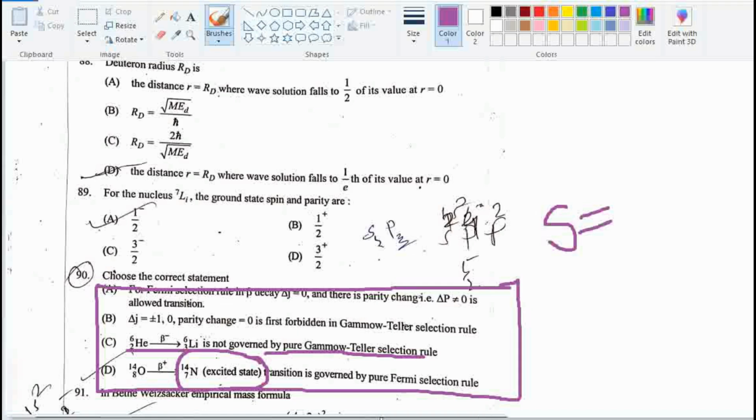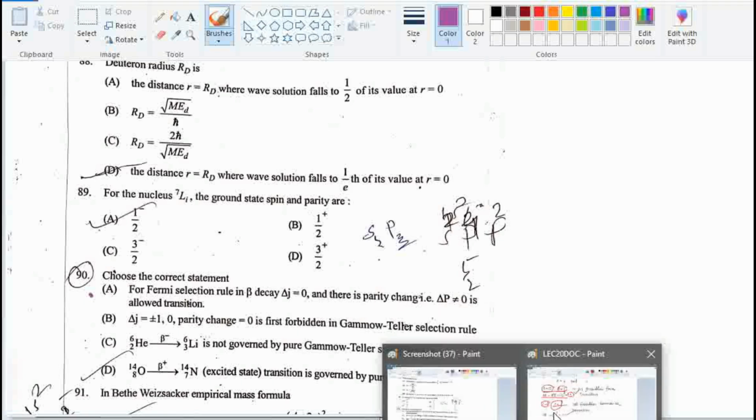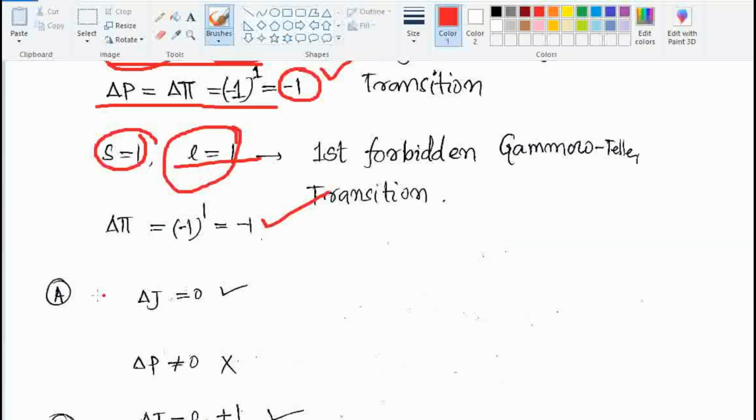Now you see option A. In option A, it is given that for the Fermi selection rule in beta decay, del J equal to 0, and there is a parity change of del P not equal to 0, and it is the allowed condition. Now as del J equal to 0, that means it is what? Del J equal to 0.